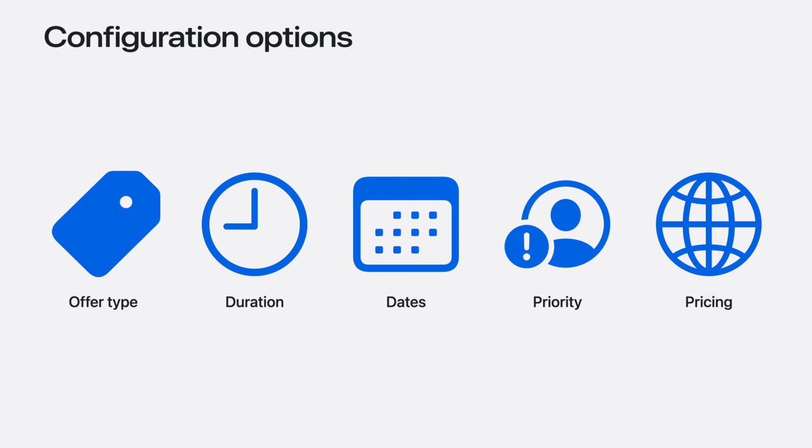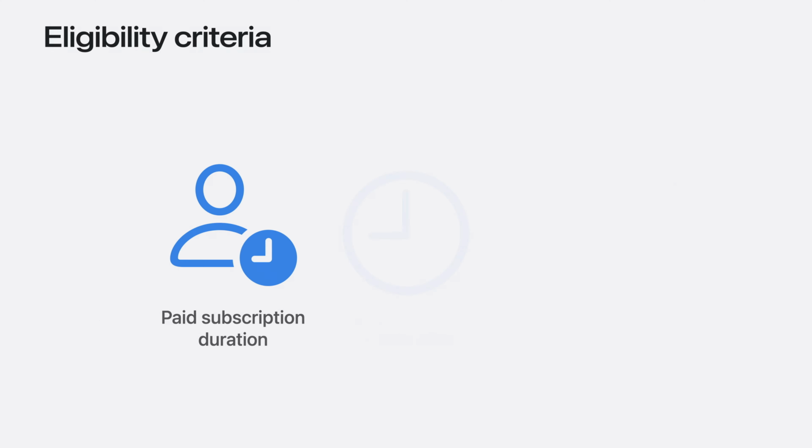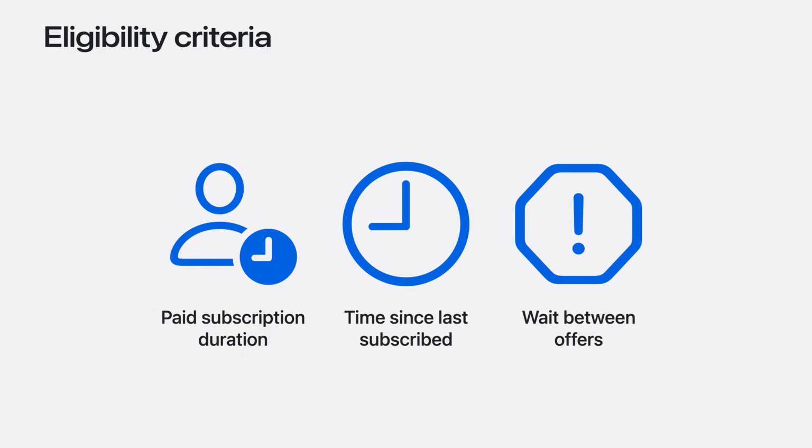In addition, you can decide which specific countries and regions can receive this offer. Use the App Store Connect pricing tool to help you set a price for each country or region that you select. Win-back offers support different customer eligibility criteria, including paid subscription duration, time since last subscribed, and wait between offers.